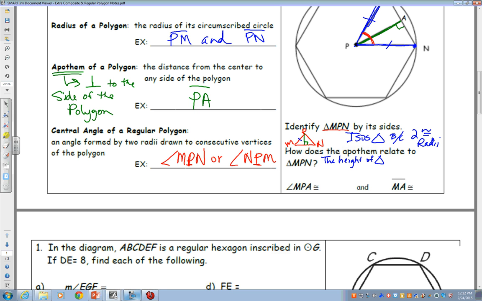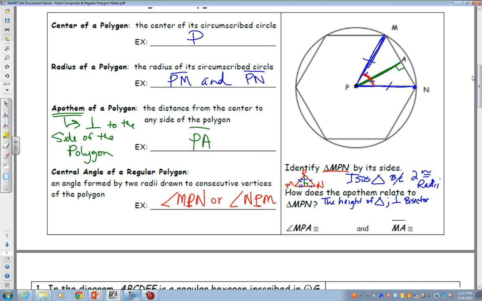If this is an isosceles triangle, that's the height. The apothem becomes a perpendicular bisector. It becomes an altitude as well. It's still going to be base times height divided by 2. Because this apothem is a perpendicular bisector and an altitude, it's going to bisect the central angle, the angle that I marked in red. So angle MPA is going to be congruent to what other angle?